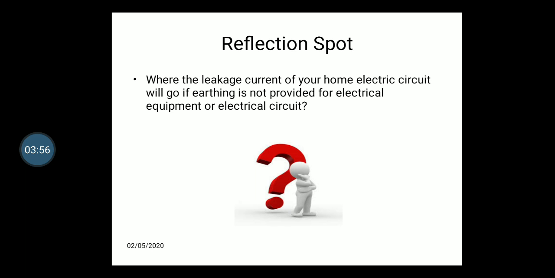Now it's time to think: where will the leakage current of your home electrical circuit go if earthing is not provided for the electrical equipment or electrical circuit? That means if a fault occurs in your home electrical circuit, or leakage current occurs in your home electrical circuit, where will this go if your house electrical circuit is not properly earthed, or we can say if earthing is not provided to your electrical circuit?